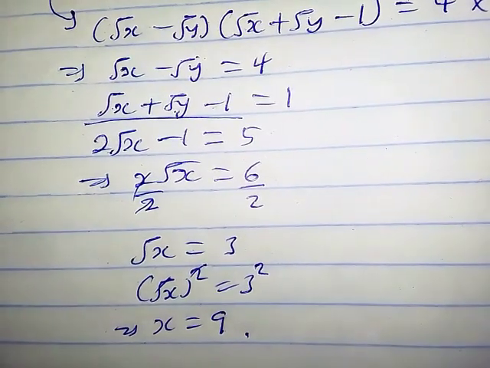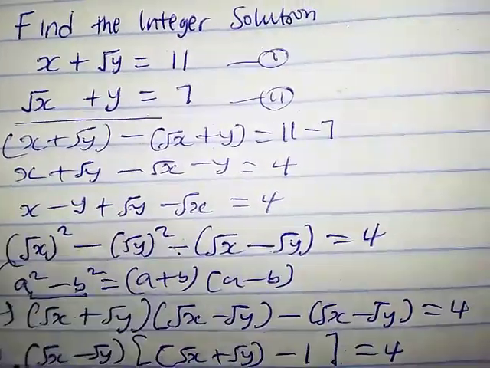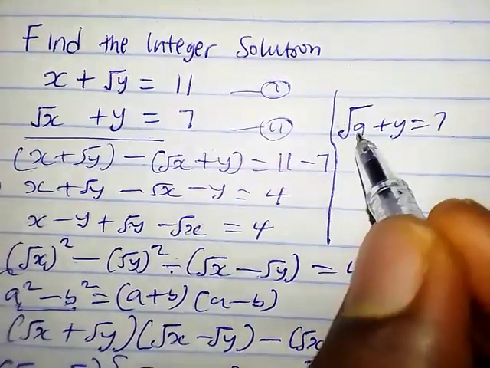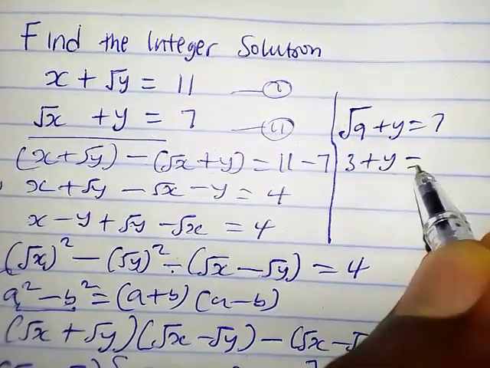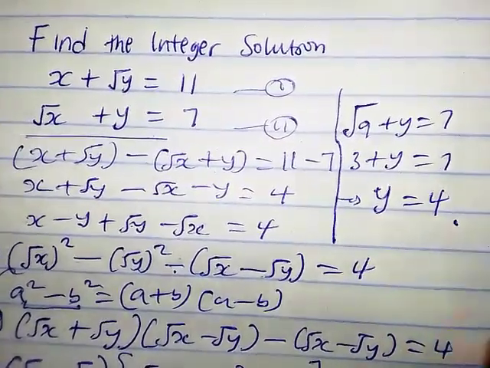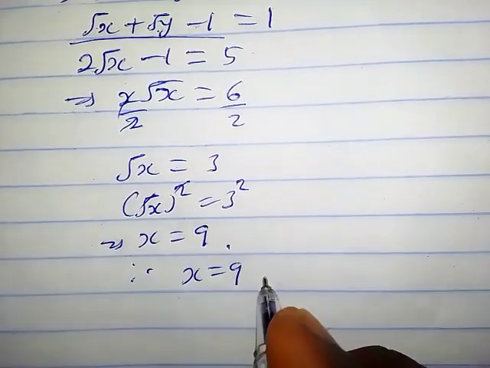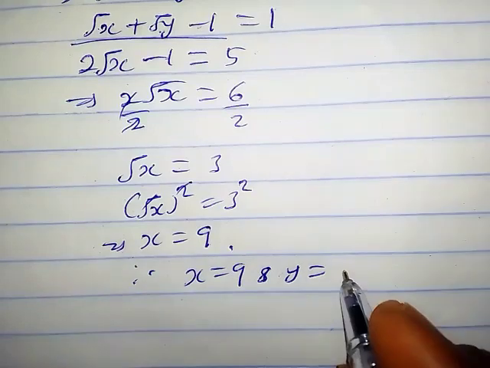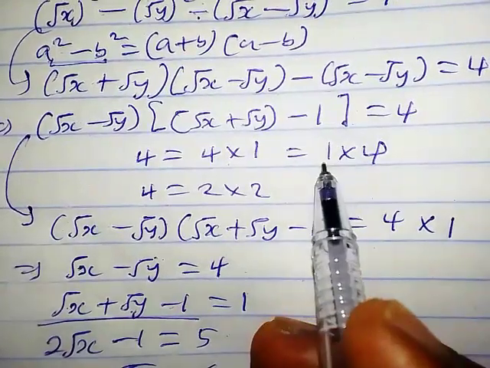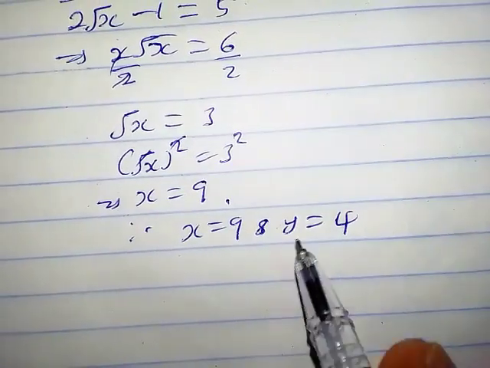Now to obtain the value of y, let's plug the value of x into equation 2. We have square root of 9 plus y equals 7. Square root of 9 is 3, so 3 plus y equals 7. Rewriting, y equals 4. Therefore x equals 9 and y equals 4 for the first case. If we try it for 1 times 4, we arrive at the same answer, that is x equals 9 and y equals 4.